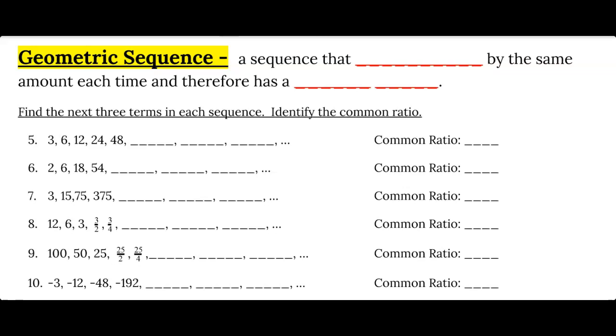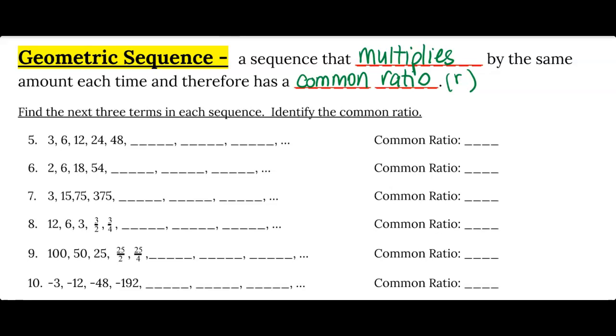So a geometric sequence is just a sequence that multiplies by the same amount each time and therefore has a common ratio. And that common ratio we will let be R. Just like in arithmetic, we had a common difference that was D, and geometric will have a common ratio, which is R.